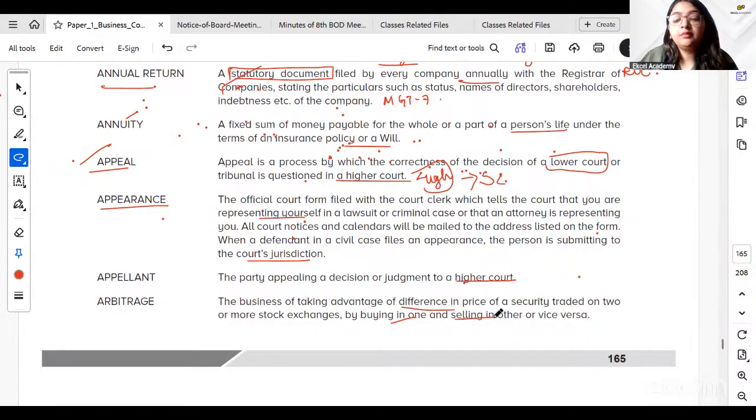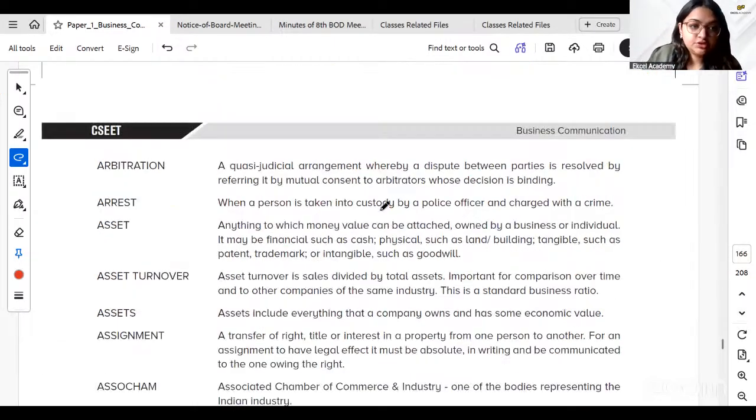We bought it from the market in which the price of the security was 100 and we sold it in a market in which the price of the security was 150. So I have gained rupees 50 per security that I have sold. All right, so this is what is meant by arbitrage.